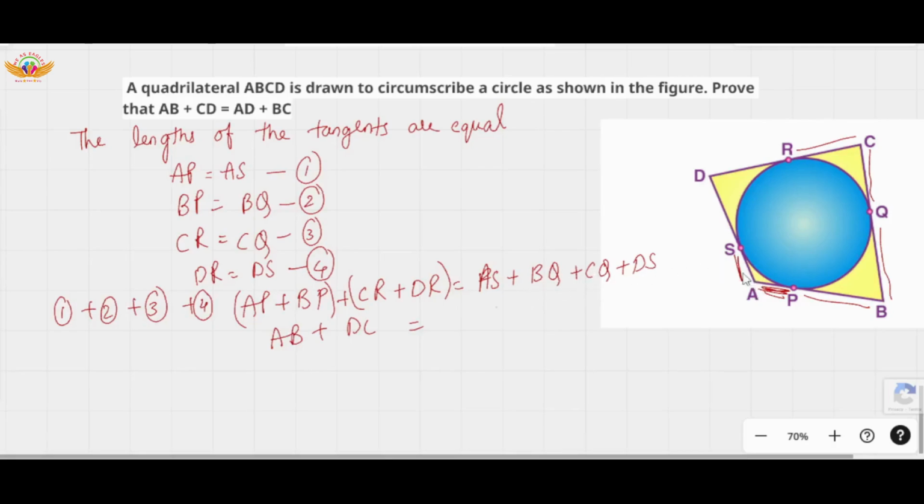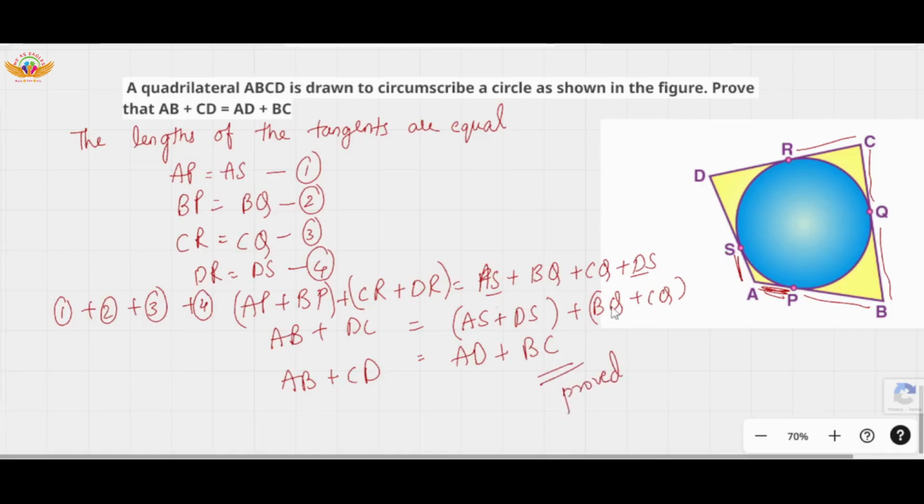Can I say DS? Yeah, DS is here. So let me write it together. This AS and DS, I am writing it together because they are on the same side. AS plus DS plus BQ plus CQ. I am writing together to avoid confusion. So what is this AS plus DS? Nothing but AD. What is this BQ? BQ plus QC, nothing but BC. So AB plus CD is equal to AD plus BC.